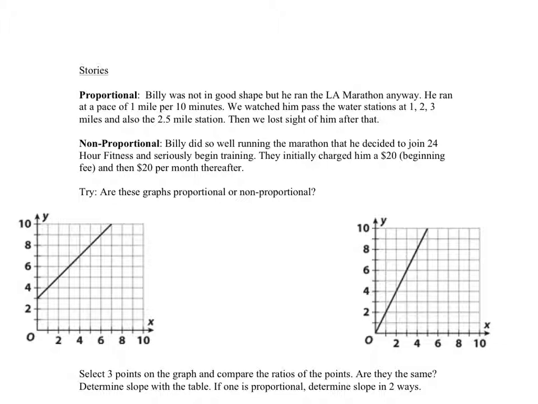And now let's take a look at the stories that I've made up to go with the prior discussed proportional and non-proportional graphs. First one that's proportional, I made up the story that Billy was not in good shape, but he ran the LA Marathon anyway. He ran at a pace of 1 mile per 10 minutes, and we have to stop and look at that. The word per sets up a ratio where this would be 1 mile in 10 minutes. And this would be the slope or the rate.